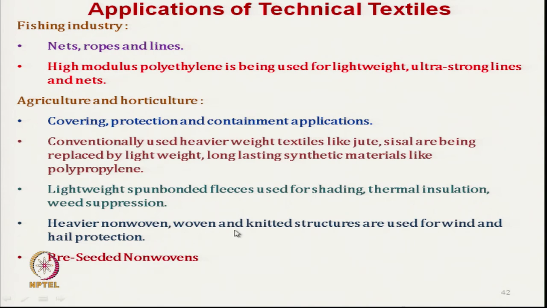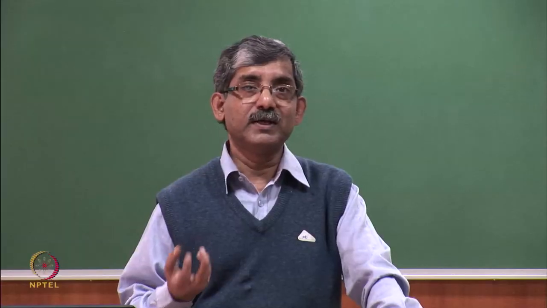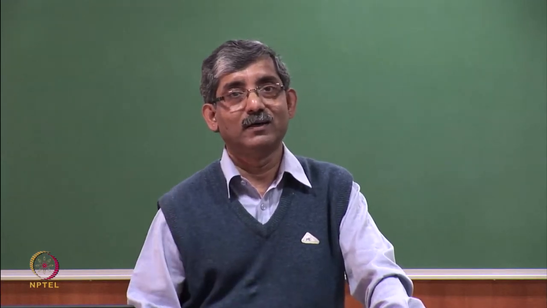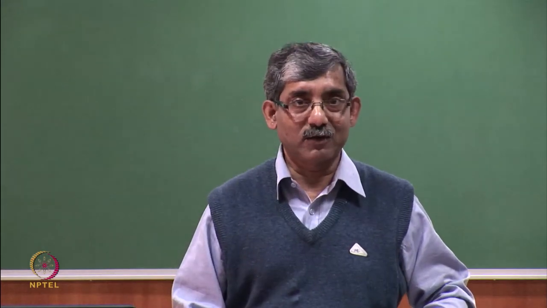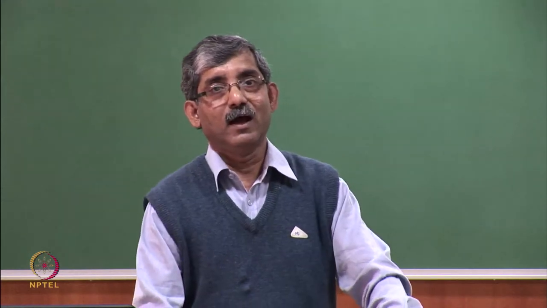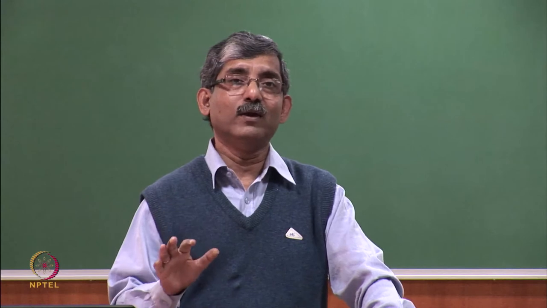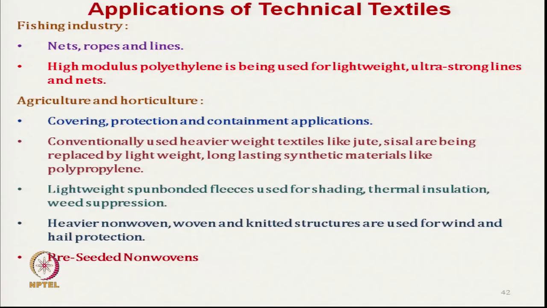and heavier non-woven, woven and knitted structures are used for wind and hail protection. Another area where non-woven technical textiles are used in agriculture is called pre-seeded non-woven, where the non-woven fabric already has seed incorporated within the structure. Now, that total non-woven mat is laid on the surface and these non-woven fabrics are generally biodegradable natural fiber like jute. And with time the plants will grow from the seed and the fabric will get degraded. Okay. So, that is one area of technical textile.